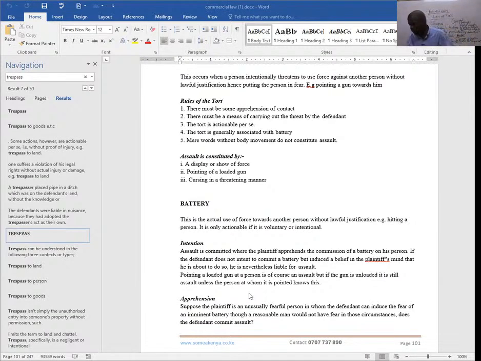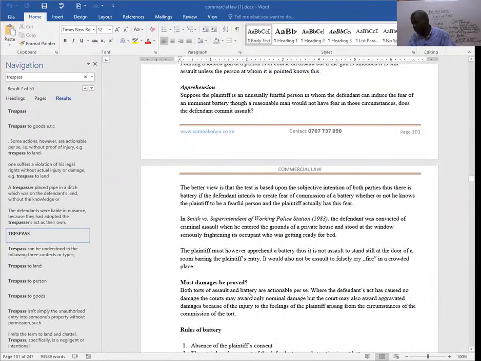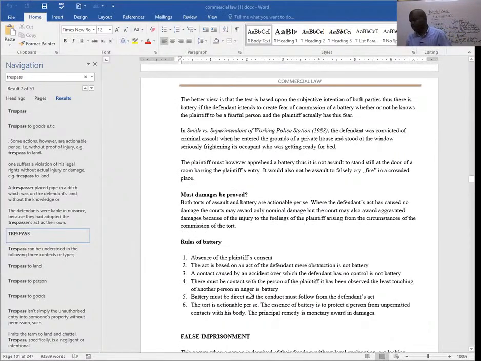Suppose the plaintiff is an unusually fearful person in whom the defendant can induce the fear of an imminent battery, though a reasonable man would not have fear. In those circumstances, does the defendant commit assault? The better view is that the test is based upon the subjective intention of both parties, and there is assault if the defendant intends to create fear of the commission of battery, whether or not he knows the plaintiff to be a fearful person, and the plaintiff actually has this particular fear. So that's what we mean by assault and battery.